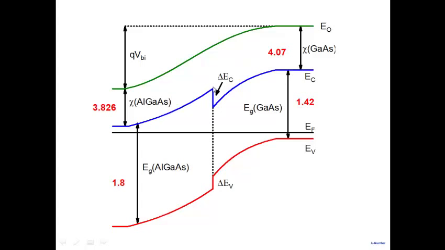4.07 minus 3.82, right? So right there, 4.07 minus 3.82 will give you how much the discontinuity is here. Similarly, you can find out how much the discontinuity is here. If I ask you what the total voltage is, so this is a p-n junction, p side here and n side here. What is the net built-in voltage here, QVBI?